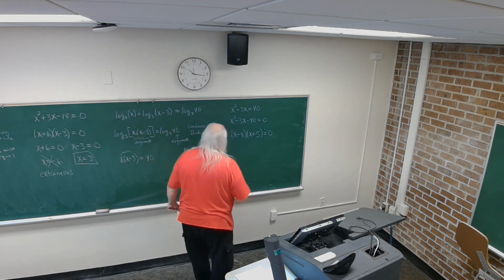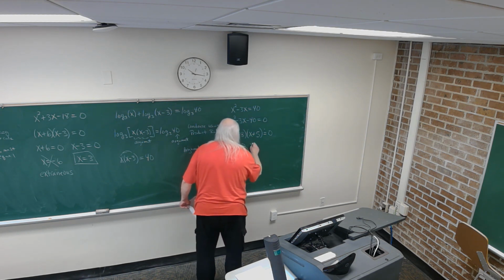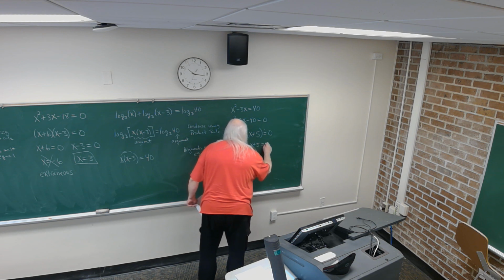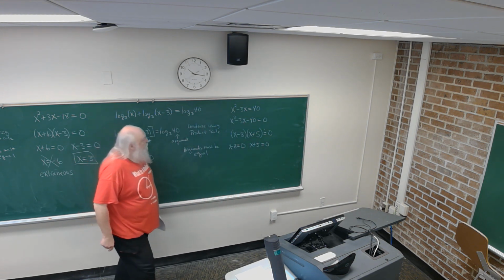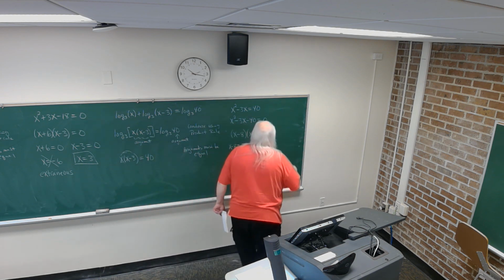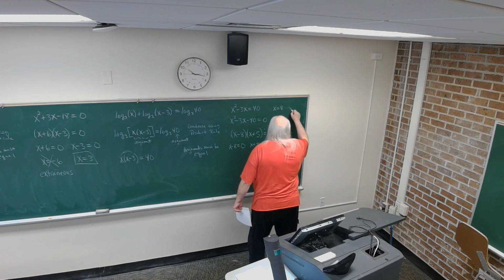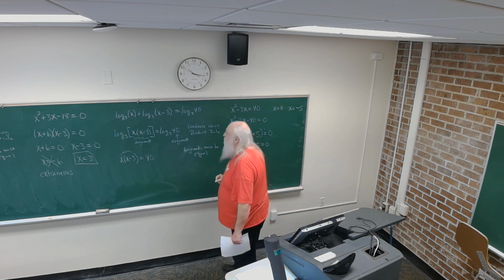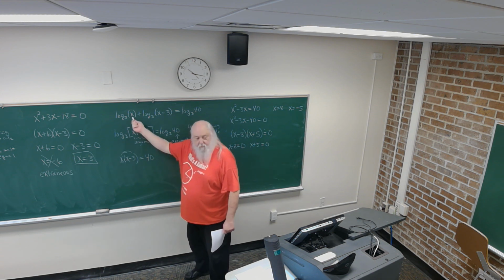So, what is the zero product property? x minus 8 is equal to 0, or x plus 5 is equal to 0. So that means x is equal to 8, or x is equal to -5. And again, it's the negative value of x that's extraneous.